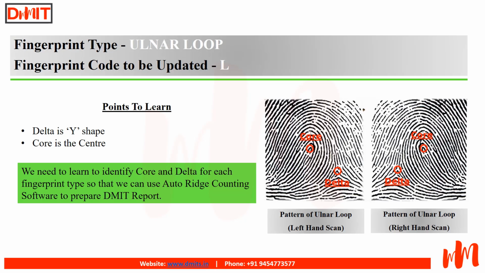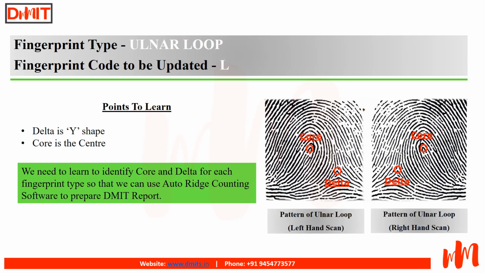The first one is the ulnar loop. If we take the example of the left hand, the ridges start from the left side and move towards the left. The flow is towards the left. Whereas in case of the right hand, the ridges start from the right side and they flow towards the right side. This is how we identify an ulnar loop, and depending upon whether it is a left hand scan or right hand scan, we can identify it.